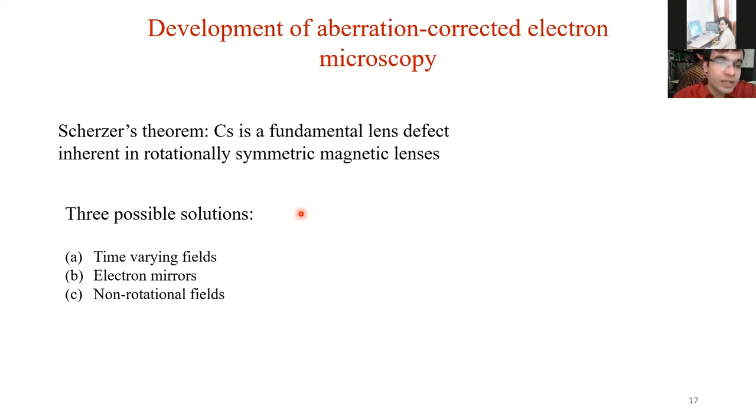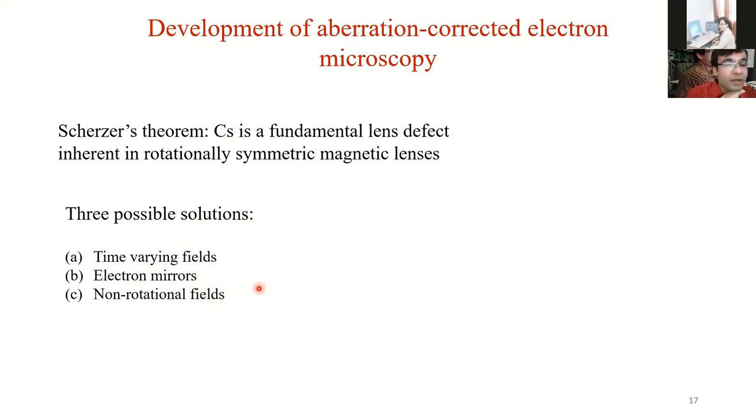And Scherzer only suggested 3 possible solutions. Because we have the constant field excitation of the objective lens, he suggested maybe we can use time varying fields, or maybe we can use electron mirrors, and we can use non-rotational fields. So these first 2 approaches became popular at the beginning, but none of them gave any useful information or success.